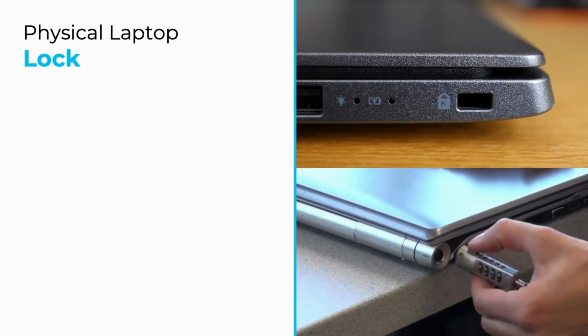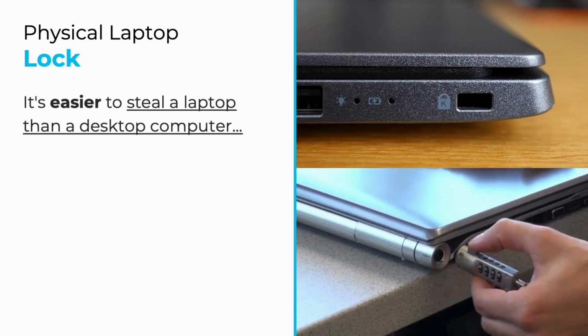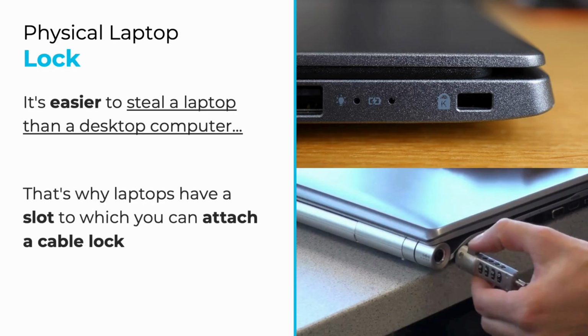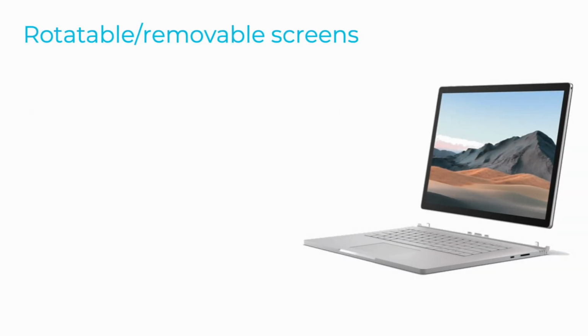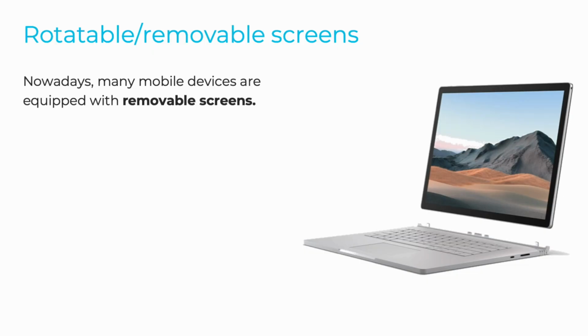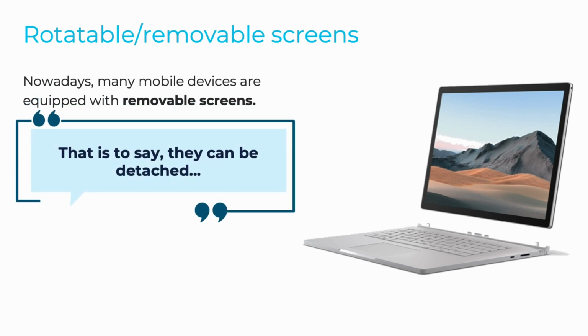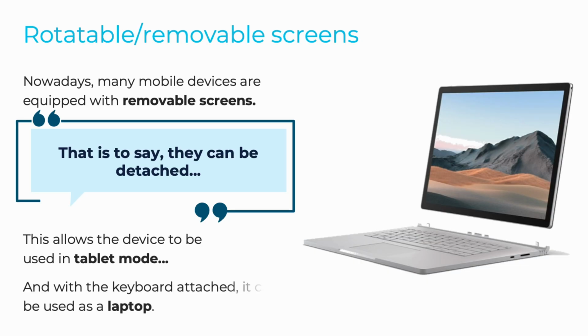Physical laptop lock. The penultimate point that we're going to see in this lesson is the physical locking of laptops. Because we have to admit it, it's still easier to steal a laptop than a desktop computer. That's why laptops have a slot to which a cable lock can be attached. Rotatable, removable screens. And the last point concerns removable screens. Nowadays, many mobile devices are equipped with removable screens. That is to say, they can be detached. This allows the device to be used in tablet mode, and with the keyboard attached, it can be used as a laptop.